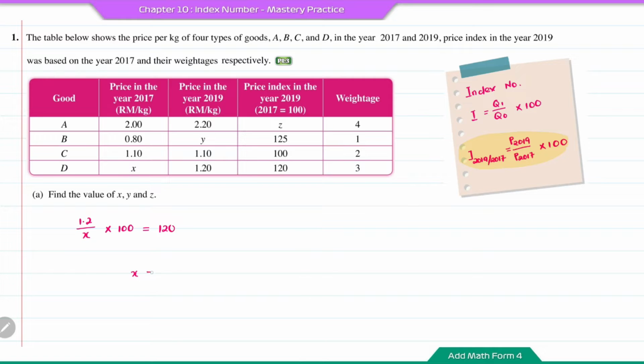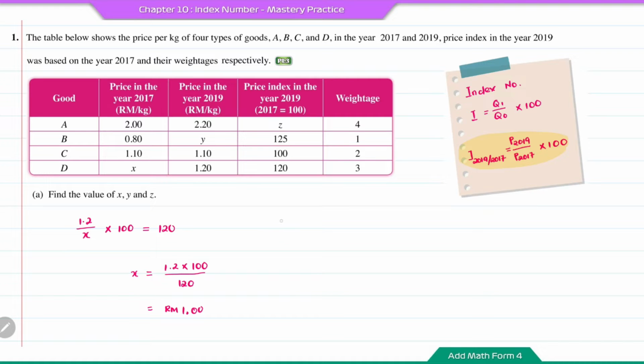To find the X, it will be 1.2 times 100 divided by 120. The answer of this is 1, and X is the price in the year 2017. Therefore, you must put a unit RM and 2 decimal places.